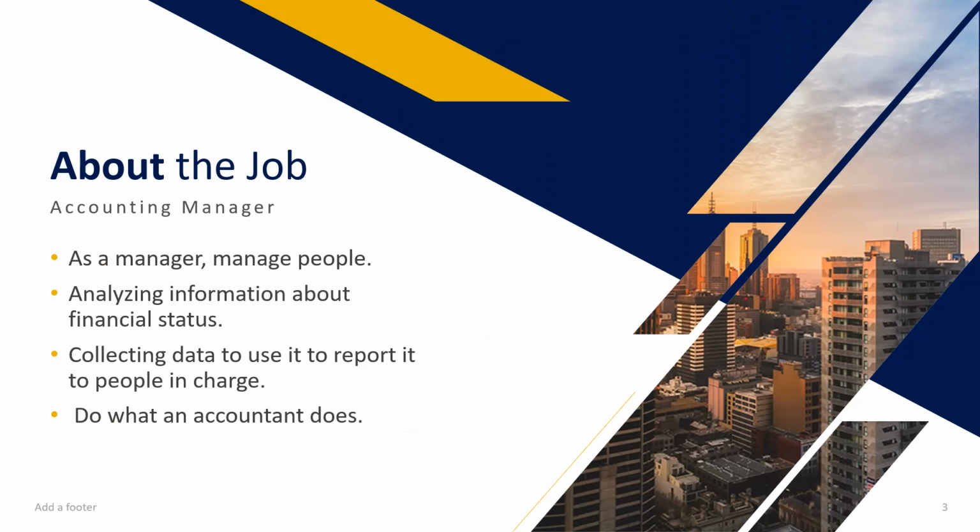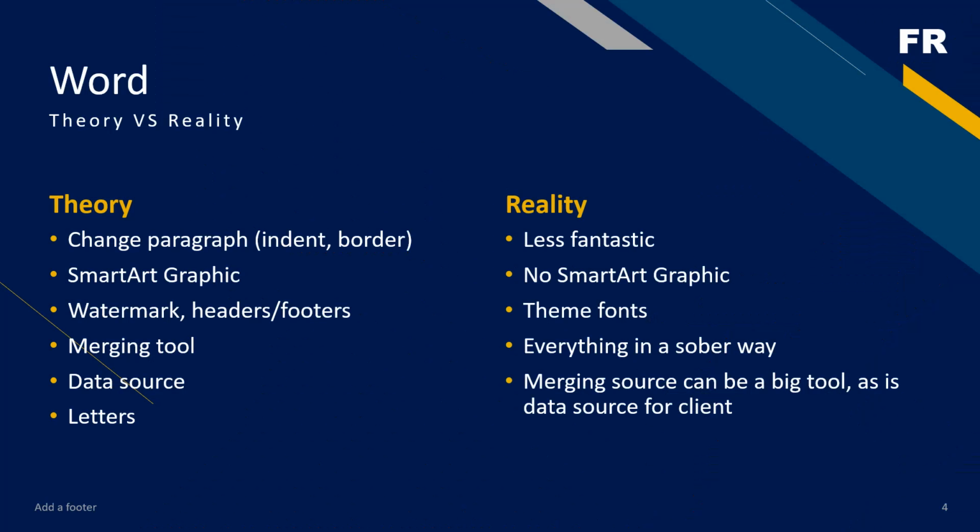So first of all, what's the job of an accounting manager? As the word manager says, it is to manage people, so HR, like human resources: form your new employees, help them to be there, help your former employees. And as for the accounting part, it's more about analyzing information about the financial status of your firm or company, collecting data to report it to the person in charge, shareholders, etc. And then do basically what an accountant does, or just check the work of the accountants under you in your department.